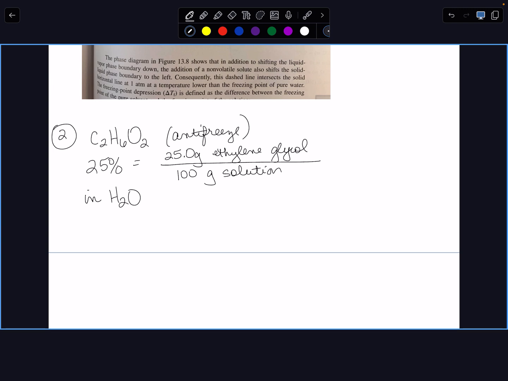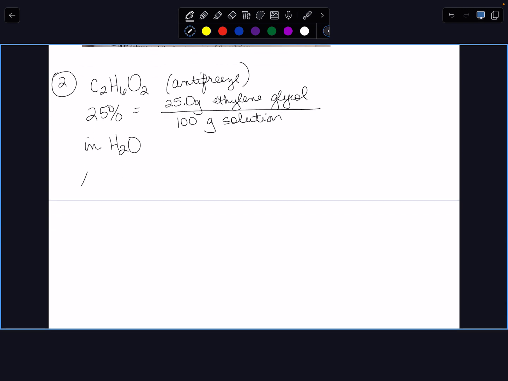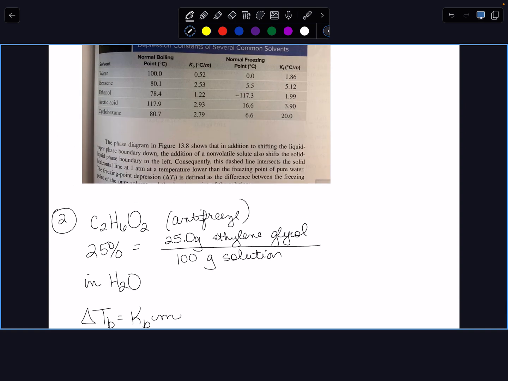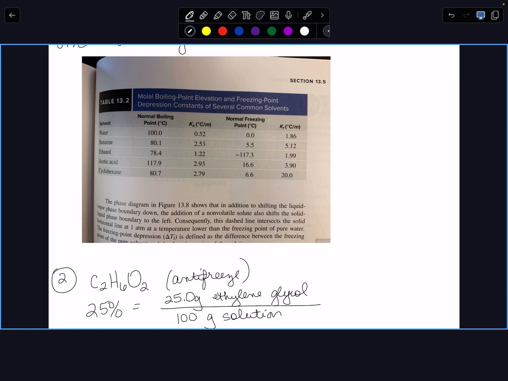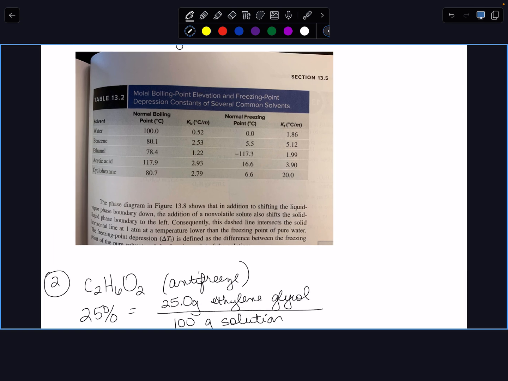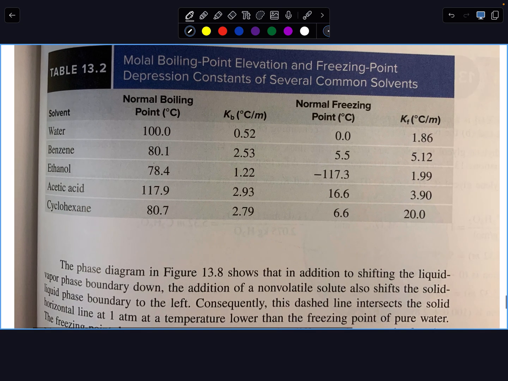We are asked to calculate 2 things in this problem: the boiling point and the freezing point. We're going to do boiling point first. So delta TB is equal to KB times m. You would look up KB on this table. You don't memorize them, you look them up. So tell me, which KB are we using?